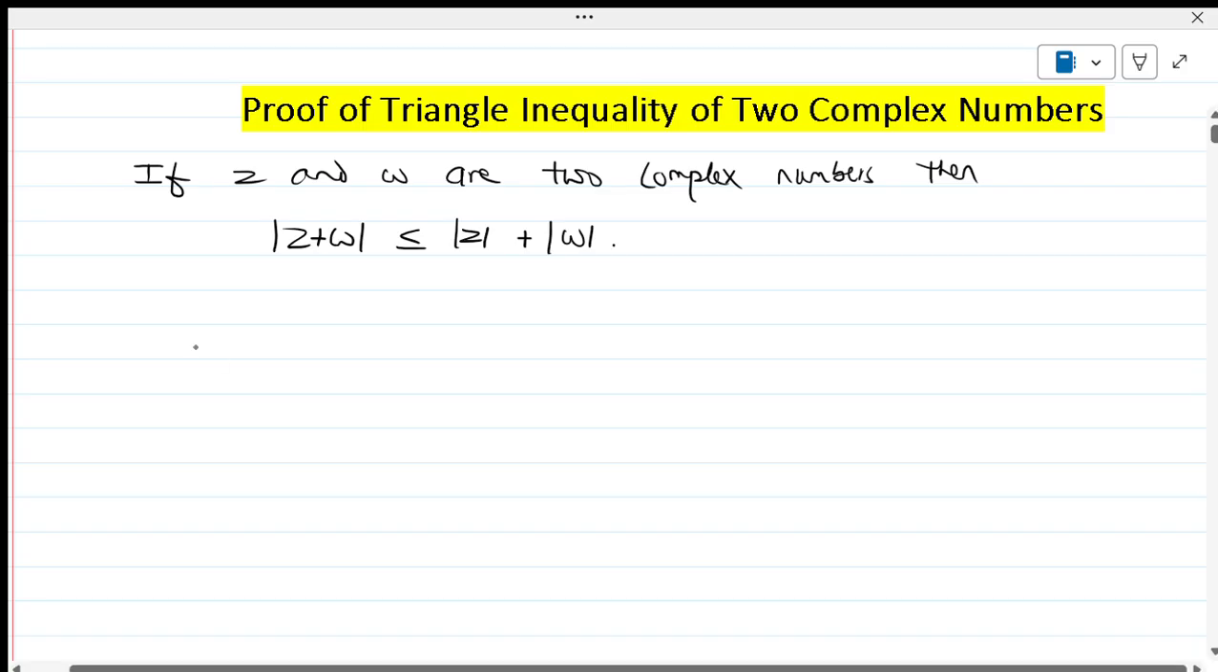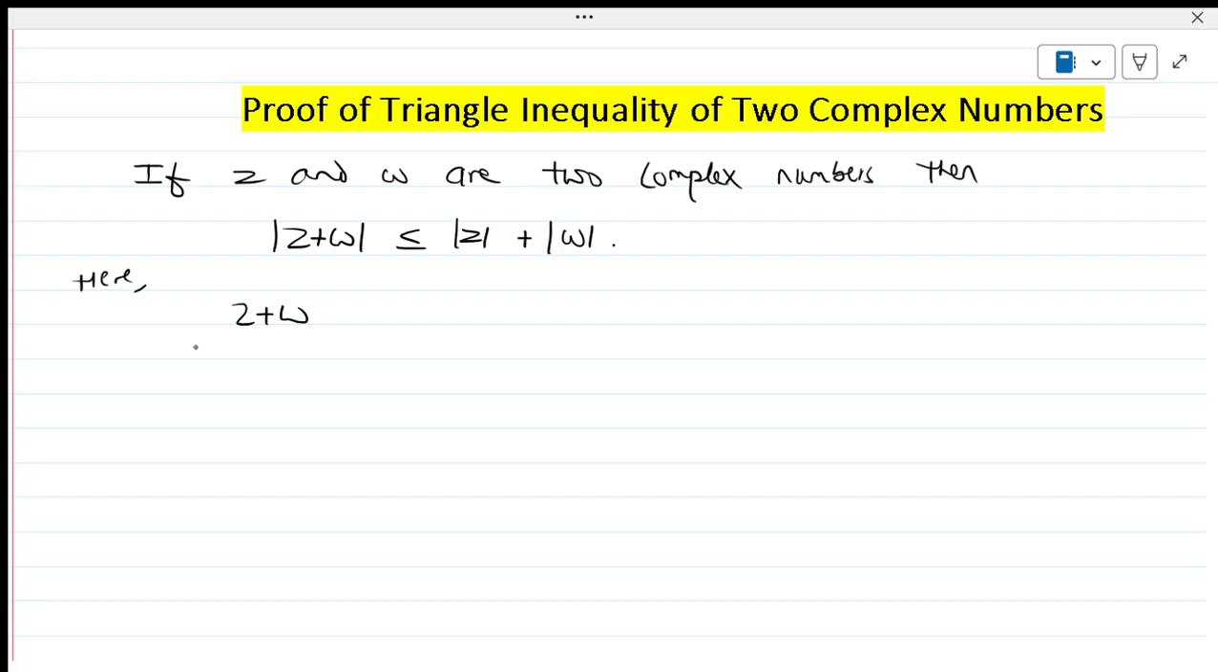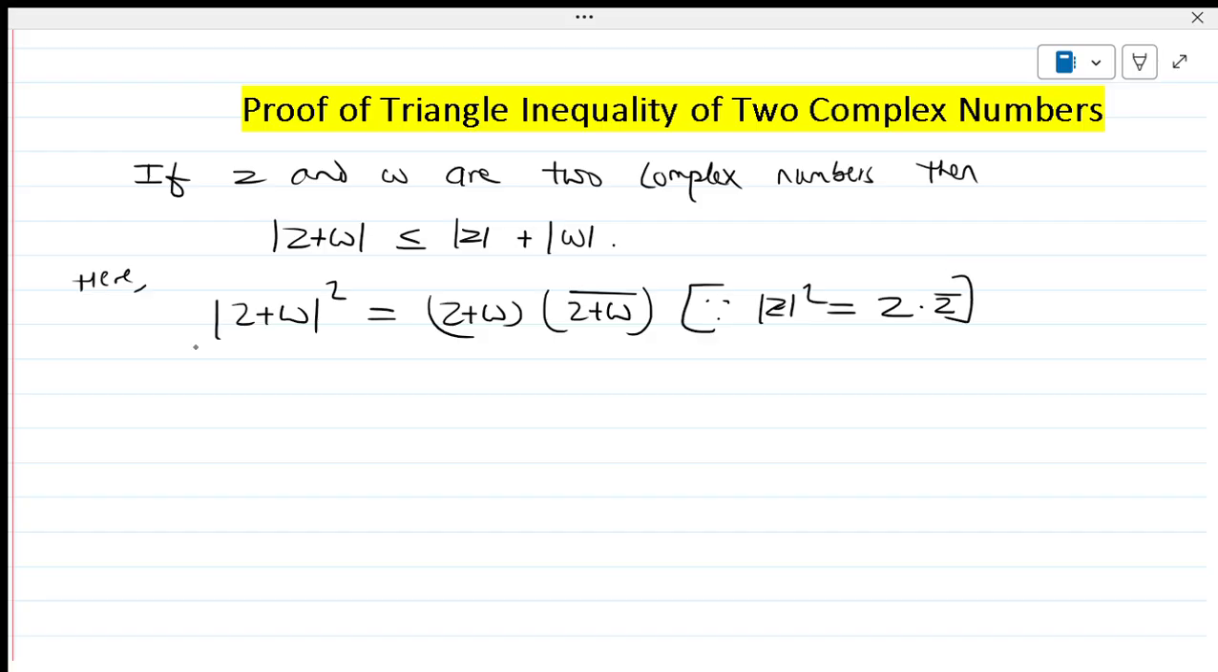Let's get started. So here I start with the square of the absolute value of z plus w. I take the square of the absolute value of z plus w, and that we can write as (z plus w) into (z plus w) whole conjugate, and it follows by the property that the absolute value of z squared equals z into z conjugate.